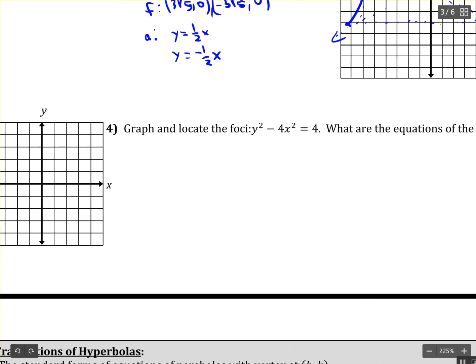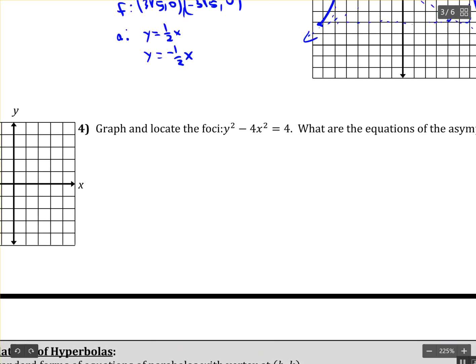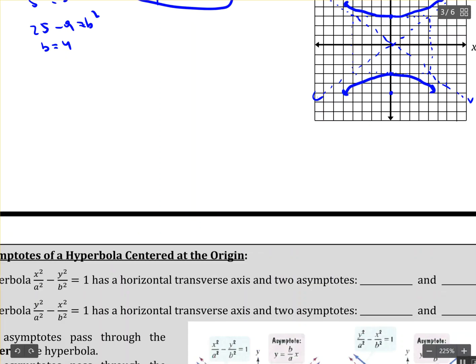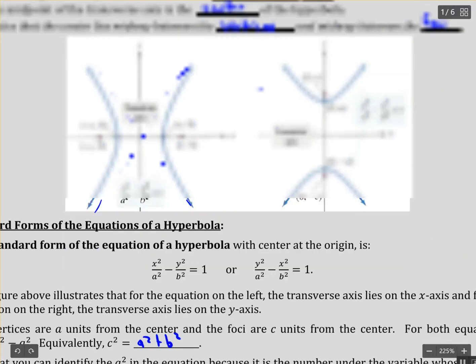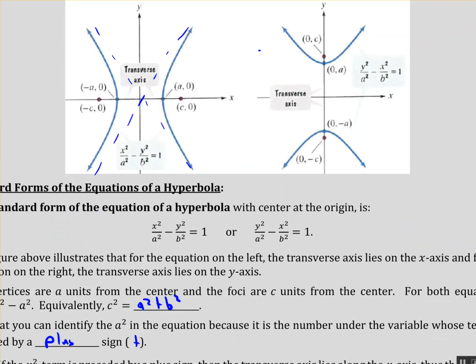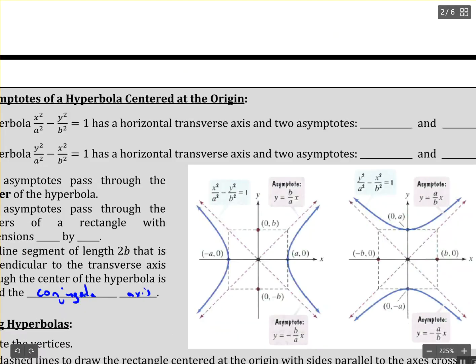All right, graph and locate the foci, y squared minus 4x squared equals 4. Just like the ellipses, we need to get this where it's equal to 1. That's a key part of the equation. When we look at the default equation, that's x squared over a squared minus y squared over b squared equals 1. It must equal 1 in order for all our tricks to work.